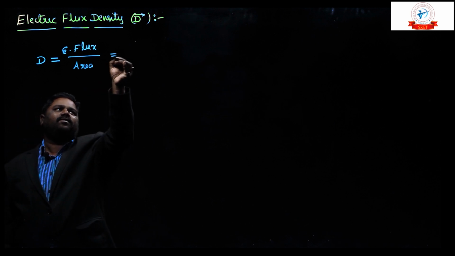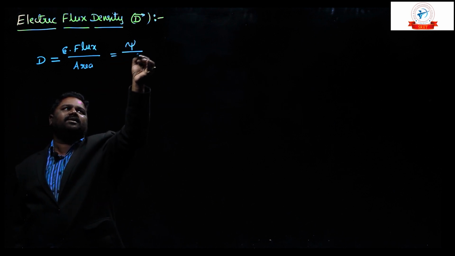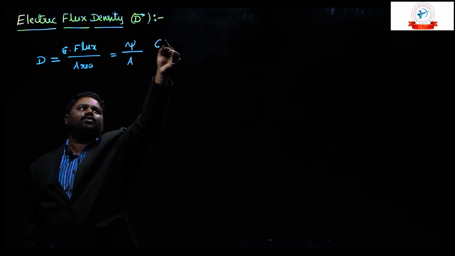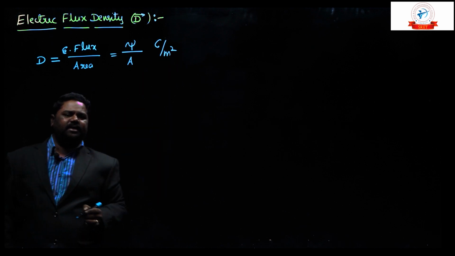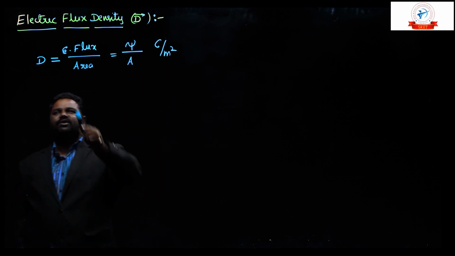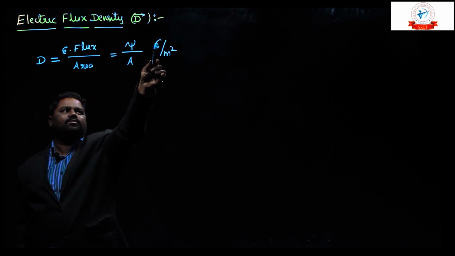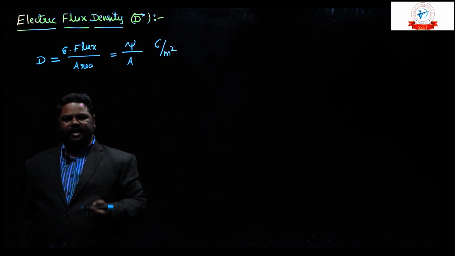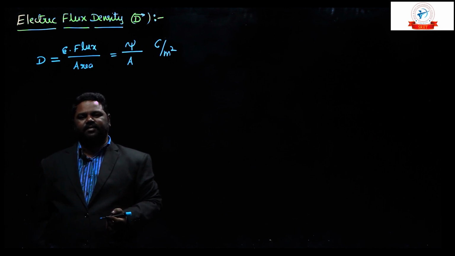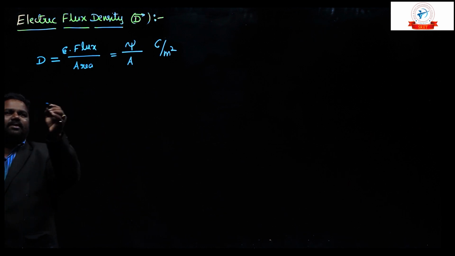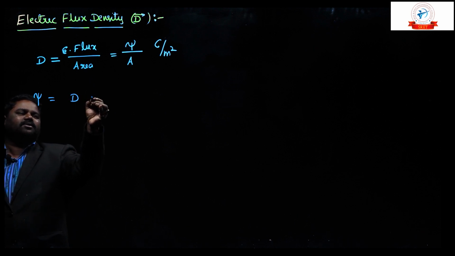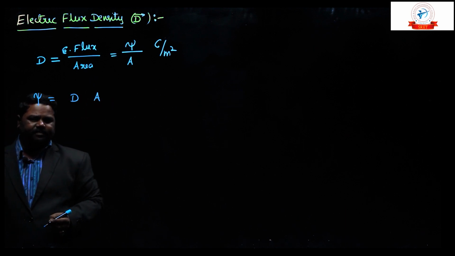Flux is represented with the symbol psi, area is A. Electric flux is measured in coulombs and area is given in meter square. So the unit of electric flux density is coulombs per meter square. It is nothing but the flux per unit area, or flux crossing unit area. From this equation, if you observe, psi becomes flux density into area.